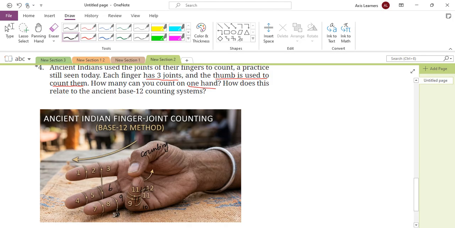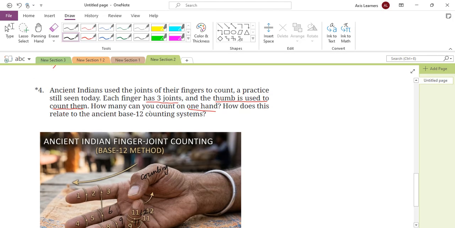So how many can we count? We can count 12 numbers. First one answer: we can count 12 on one hand. So it is for only one hand, not for both hands. How does this relate to the ancient base 12 counting system?